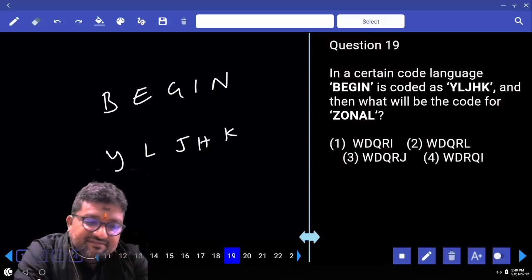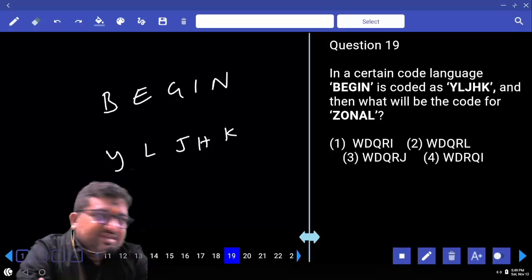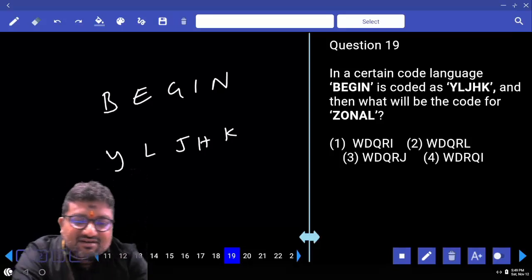B opposite is Y, but opposite to E is V. G is TIRNM.